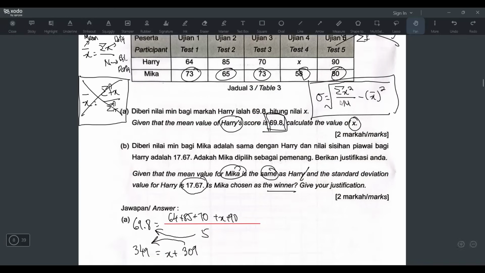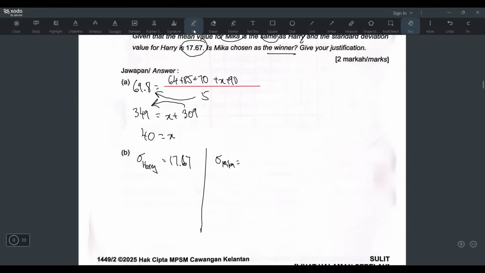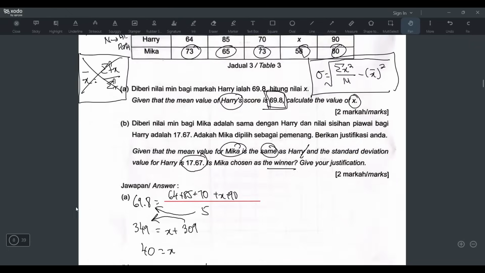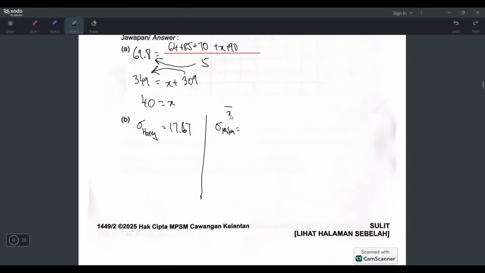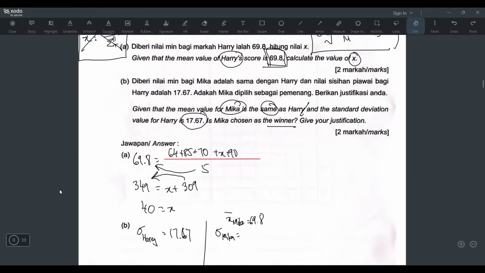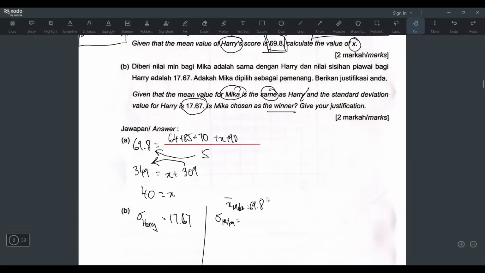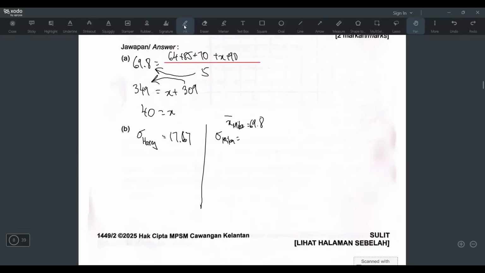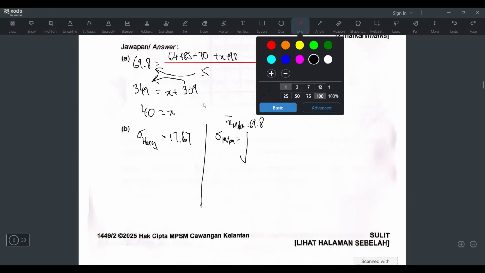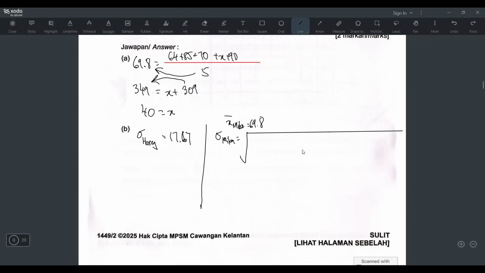Okay, so when we find the standard deviation we need the mean first. But we already have it. It says Mika and Harry's means are the same. So the mean for Mika will be 69.8 also, right? So the mean for Mika is 69.8. And later I need to use this to find my standard deviation. Okay, so now let's open the square root. Now it's time to put all the values in. So square root, and then make one line, and here minus mean square.